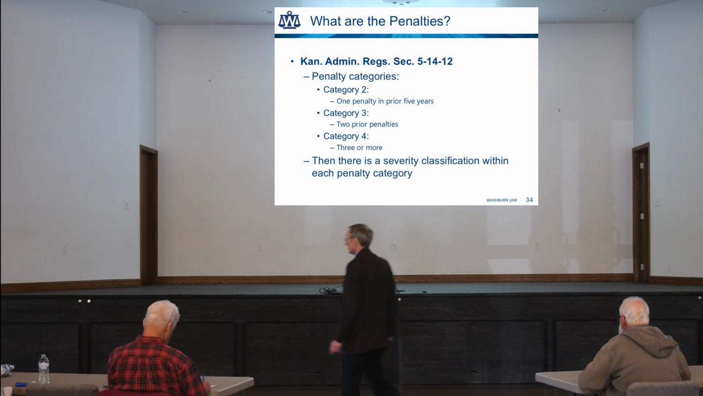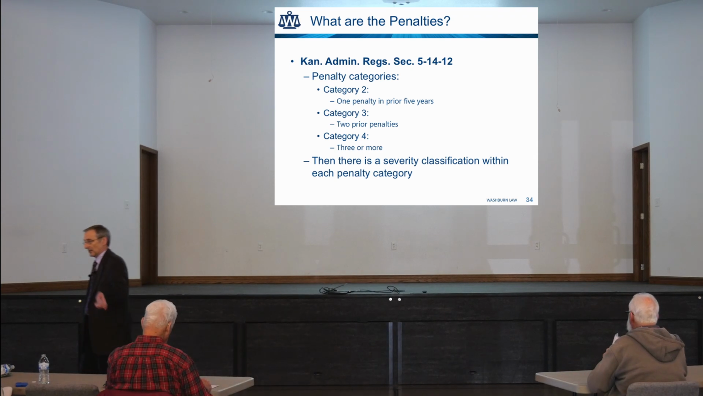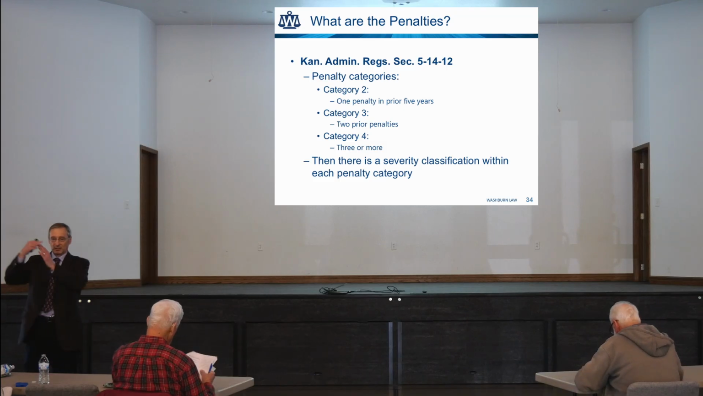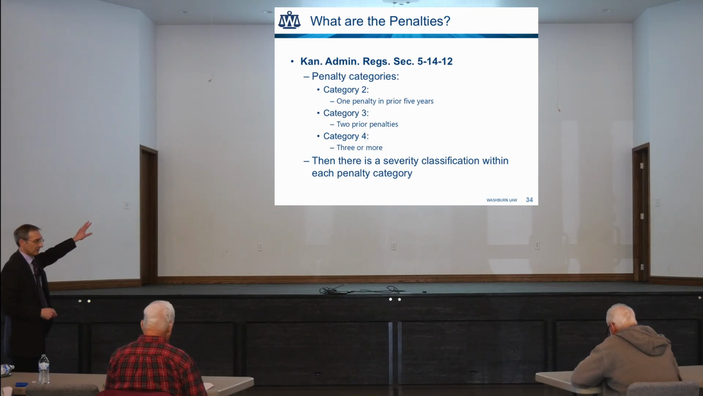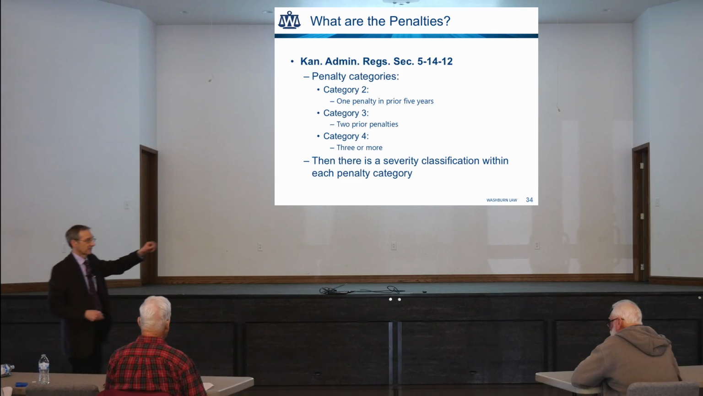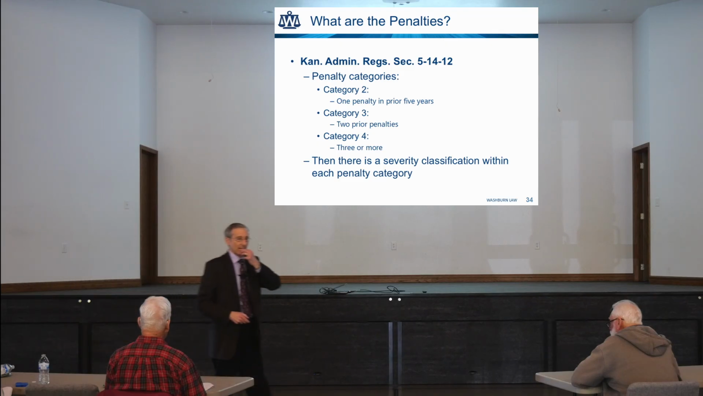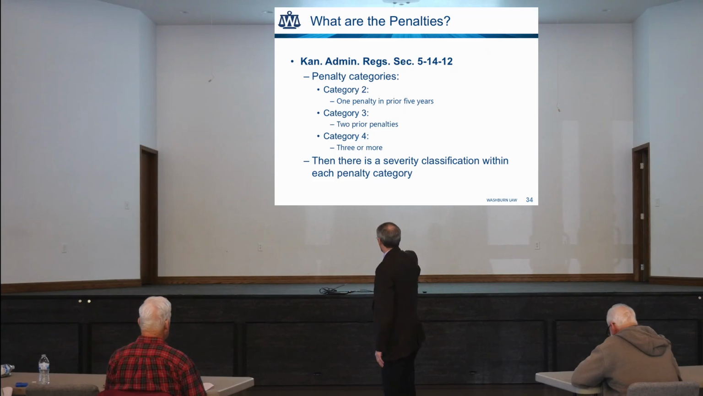Category 2 means you've had one penalty in the prior 5 years. Now this is the second penalty. You're in a category 2, and we're going to start the fines at a certain level. I didn't put the numeric amount of fines in there, but I have the statute with me in case anybody asks. I can pull it out of my bag. Basically, we're going to start at $1,000 and we're going to go up. Category 3 means 2 prior penalties in the previous 5 years. 3 or more is category 4.